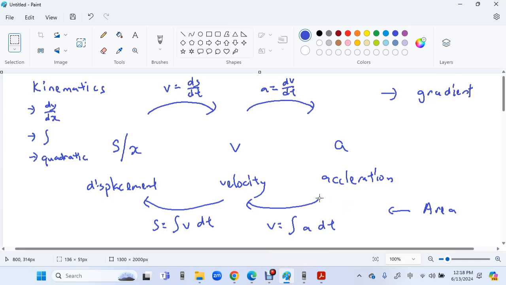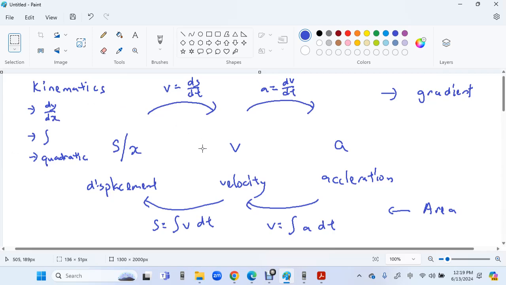So if you have a problem with either differentiation, integration, or quadratic equations, then you have to make sure you do revision on these 3 chapters so you can handle the differentiation, integration, and the quadratic. Then only you come back to this chapter.